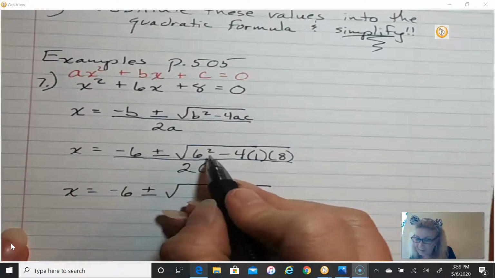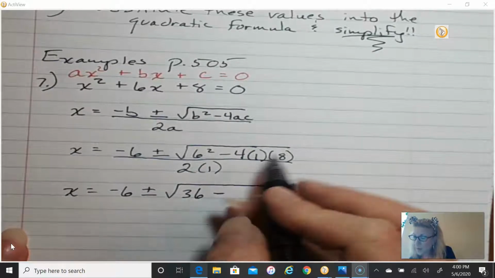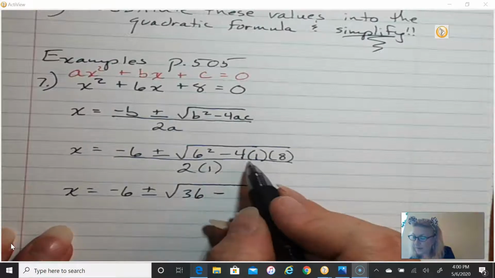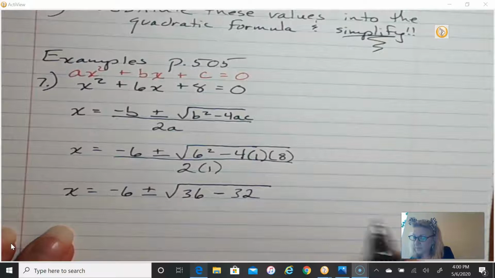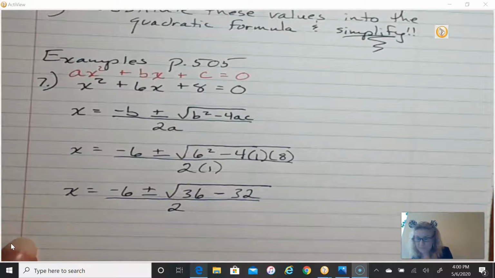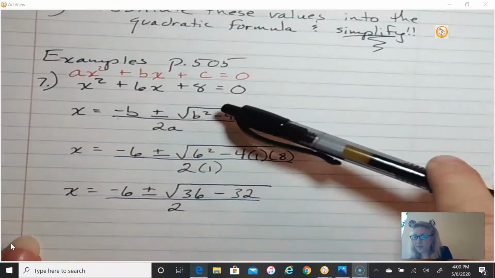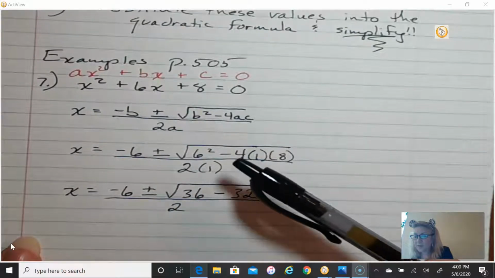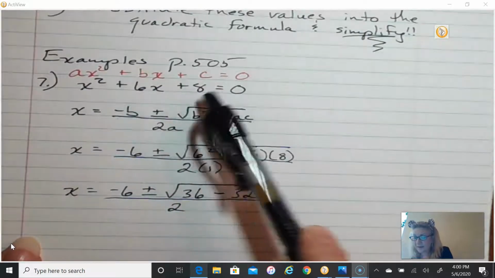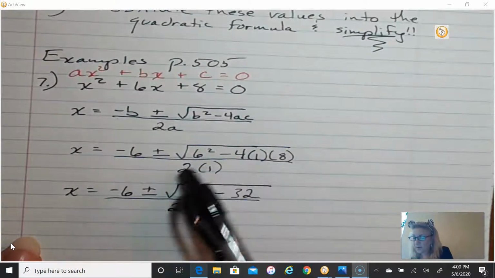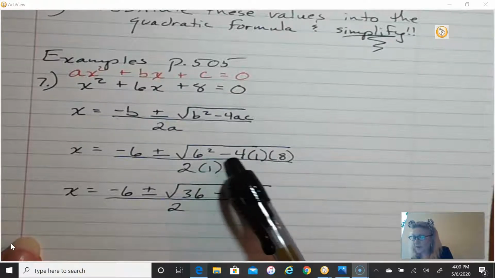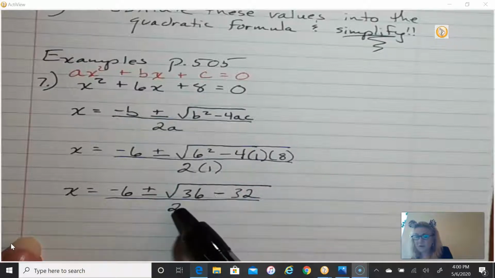All right, 6 squared is 36. 4 times 1 times 8 is 32. So minus 32. What's 2 times 1? 2. Okay, so look back over what I'm doing. This is my formula, and I'm just plugging in the information from here. A is 1, B is 6, C is 8. Plugged it all in. 6 squared is 36. 4 times 1 times 8 is 32, so minus 32. 2 times 1 is 2.